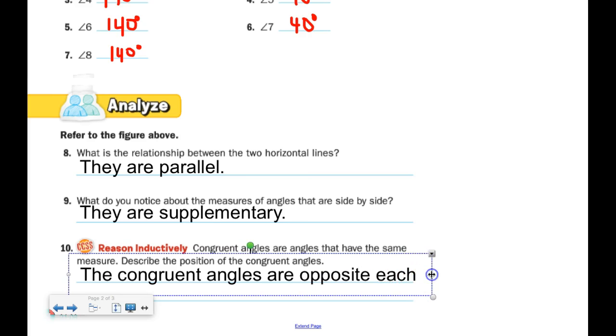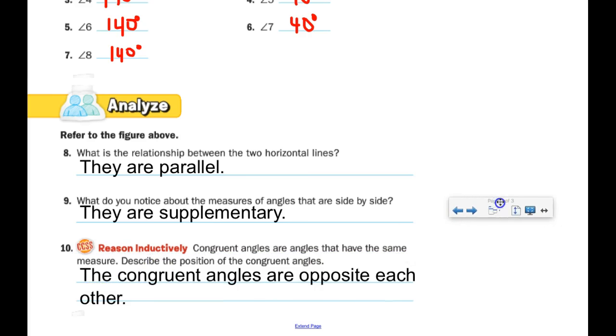I think it's also important to mention that they share a vertex. So the congruent angles are opposite each other. That's all we need to know for that one. Good to go? Alright, so we go to the final part of it here.